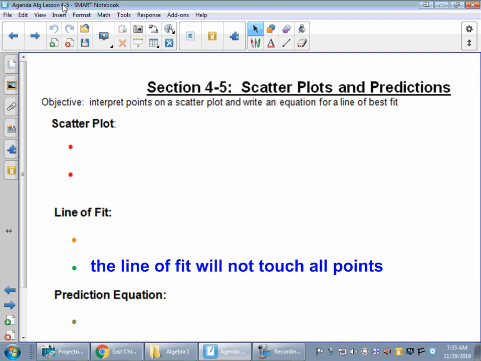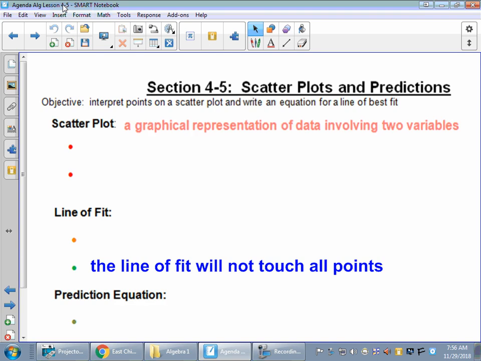Section 4.5, scatter plots and predictions. So our objective, as you see here, a couple different things. We're going to interpret points on a scatter plot and then write an equation for the line of best fit. So we've got two things we want to accomplish there. Interpret points on a scatter plot, then write the equation for a line of best fit.